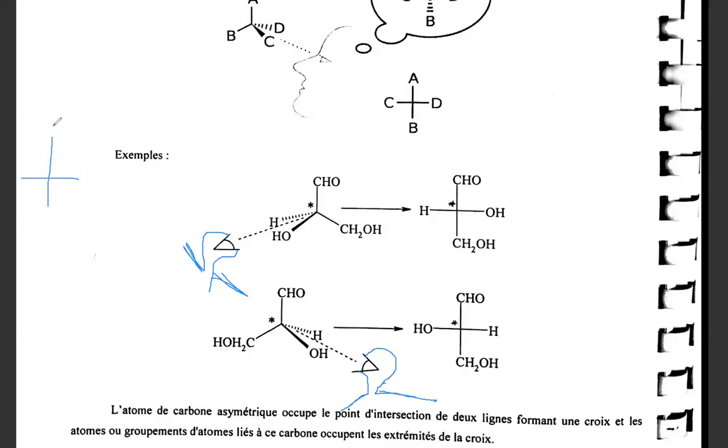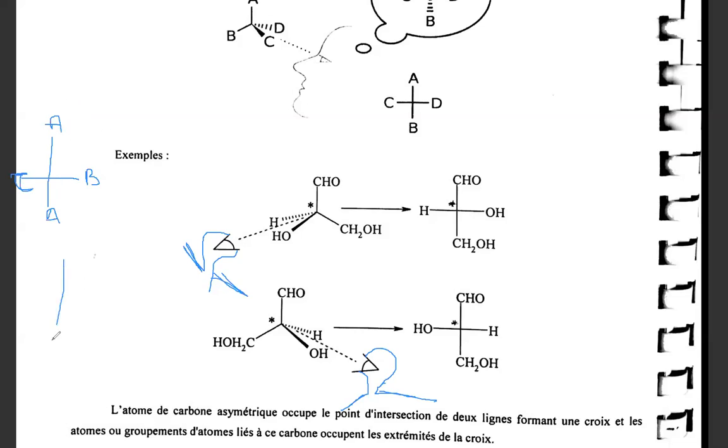If a carbon atom is bonded to, in this case, you have A, B, A, C. This carbon here is not asymmetric. Why? Because it has got 2 identical substituents.